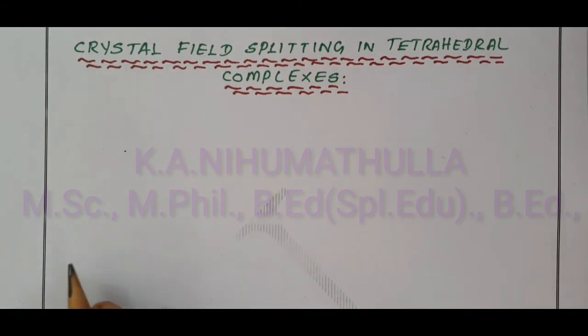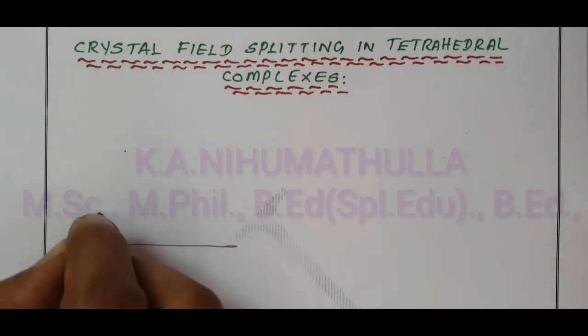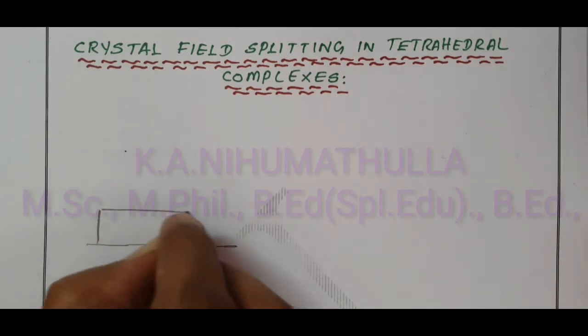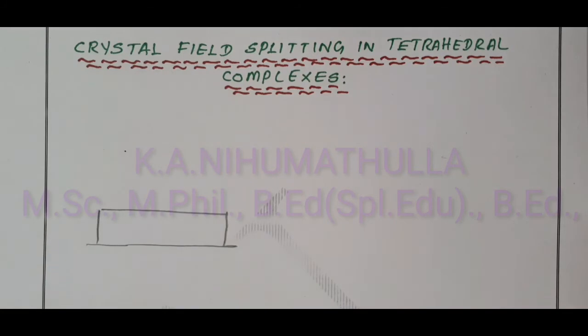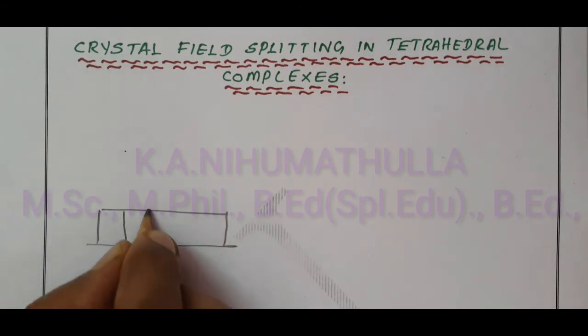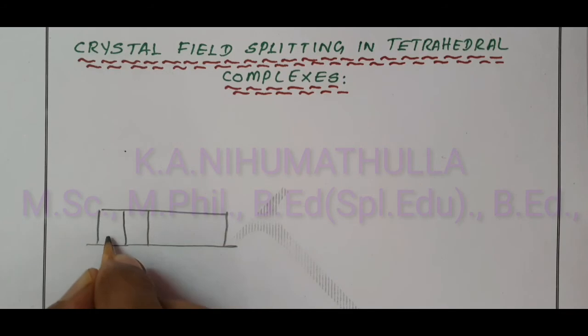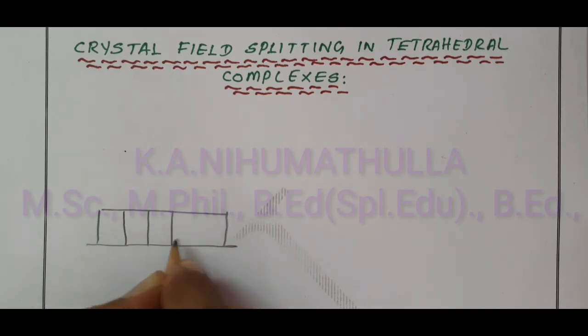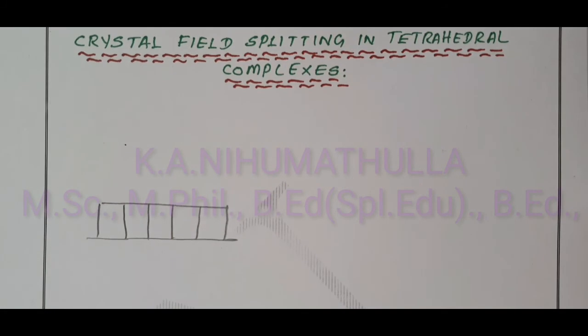See, in the isolated gaseous atom, all the d orbitals are degenerate. All the d orbitals are degenerate. There are 5 orientations of d orbital: dxy, dyz, dzx, dx squared minus y squared, dz squared. So these are the orbitals.